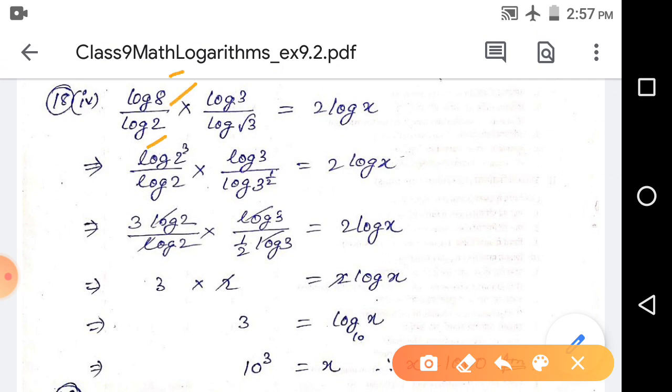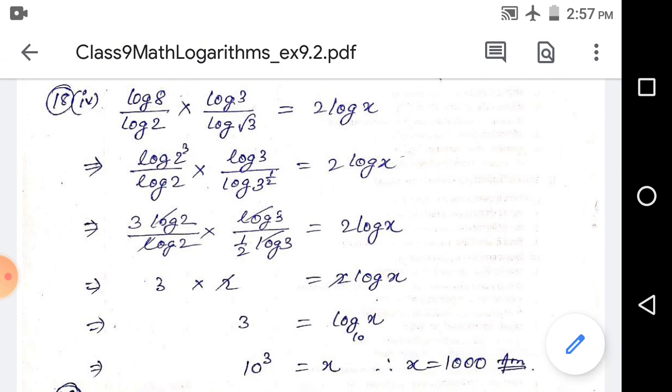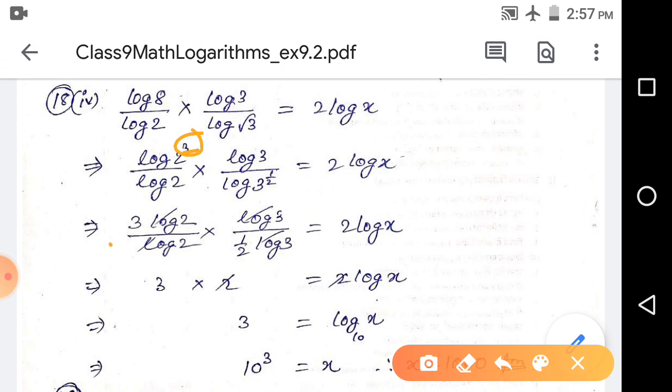This 8 can be written as 2 cube, and by using the power law this 3 can be taken here. So it is 3 log 2 by log 2. So these two terms are cancelled, so 3 is left.